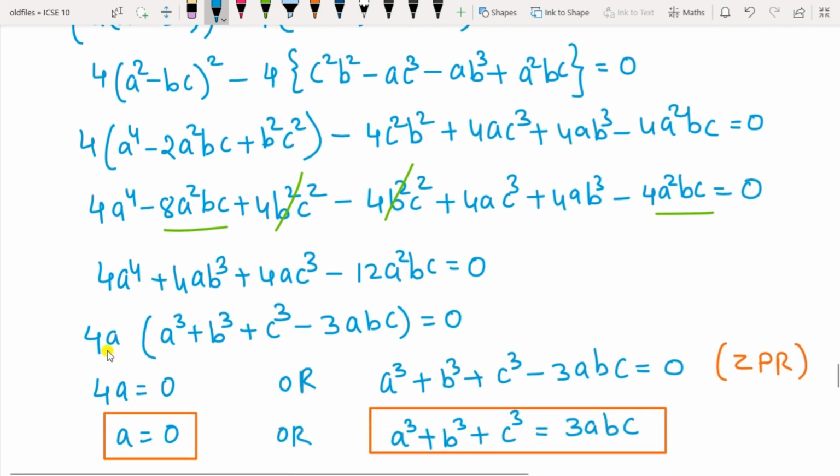Now take 4a common from this whole equation. So applying the ZPR rule, that is zero product rule, so 4a equal to 0 and this whole bracket will also be equal to 0. That is a equal to 0, or take minus 3abc on the other side. So it will be a cube plus b cube plus c cube equal to 3abc. And that was needed to be proved.